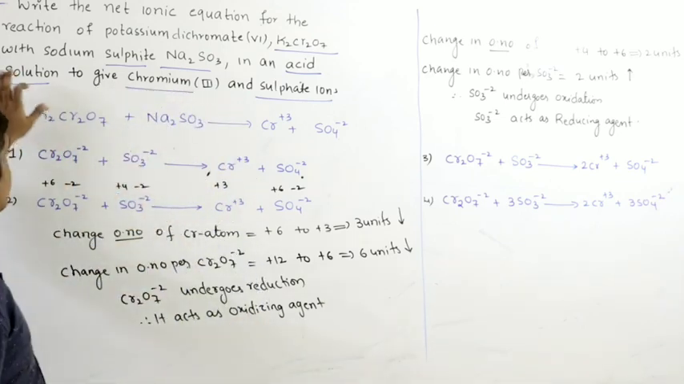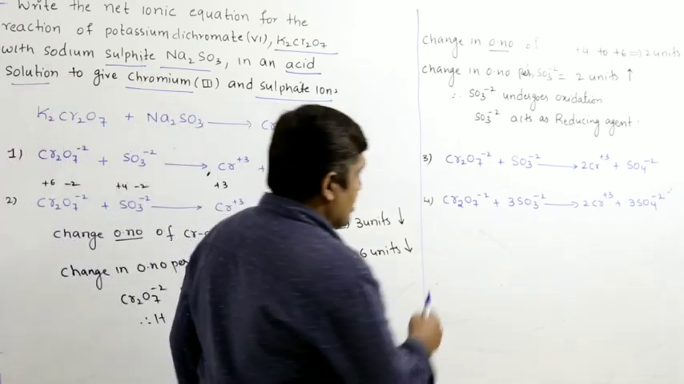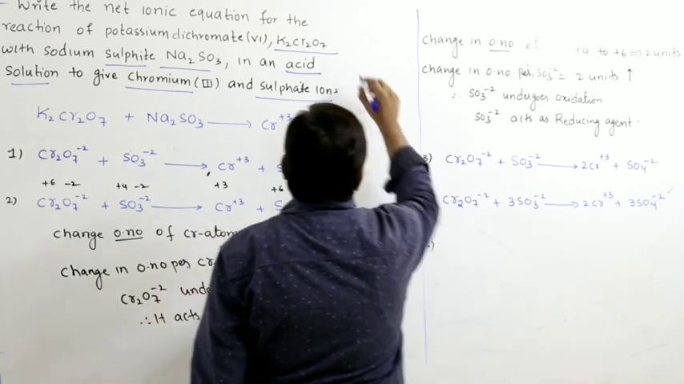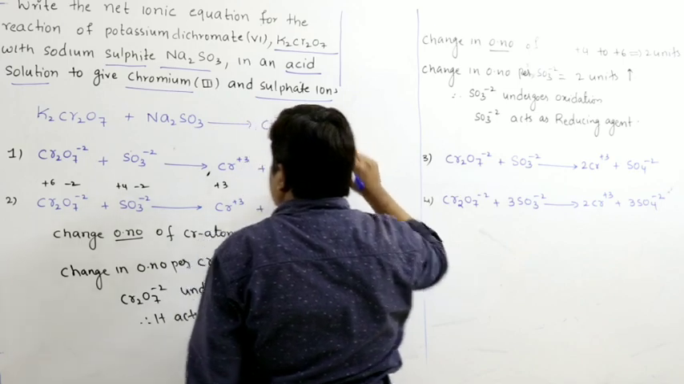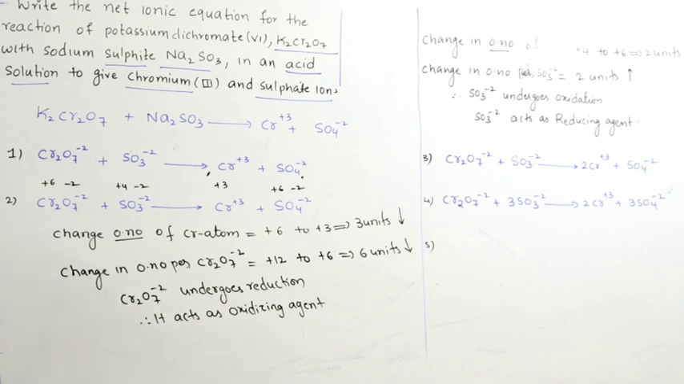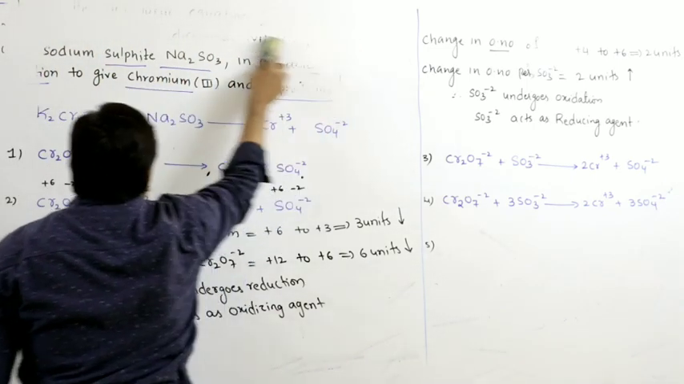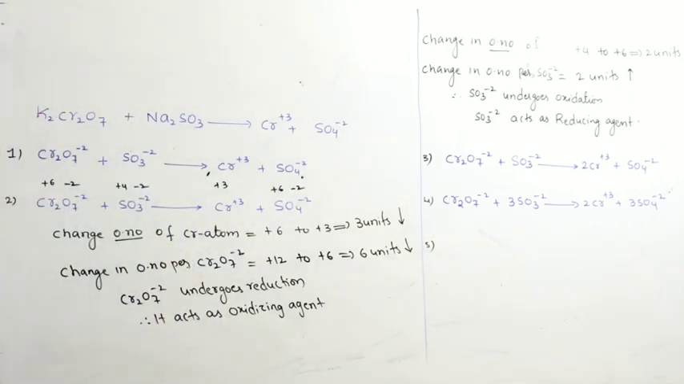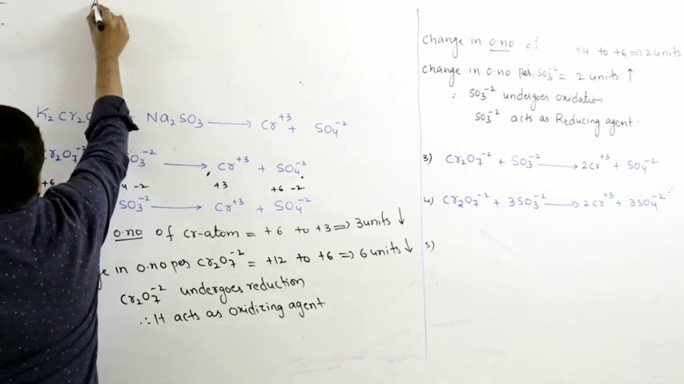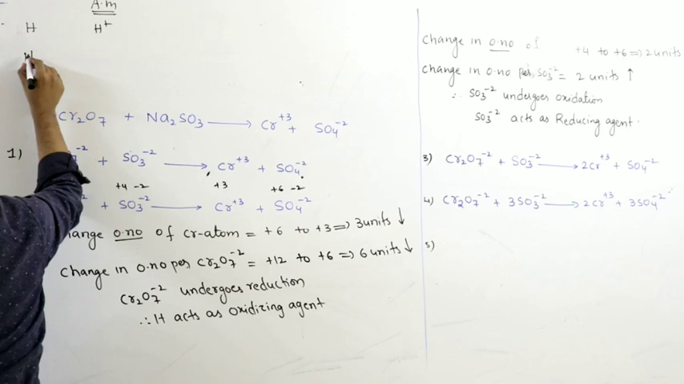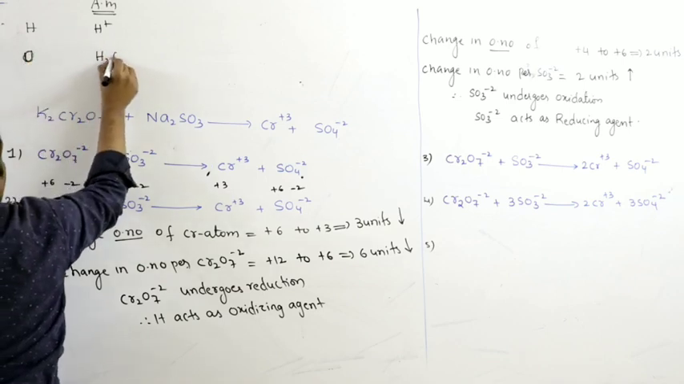Now, which medium is it? Acidic medium. So, recollect, to balance oxygen, so I am erasing this. Which medium do we have here? Acidic medium, right? So, in acidic medium, to balance hydrogen you can use H plus, to balance oxygen you can use water.